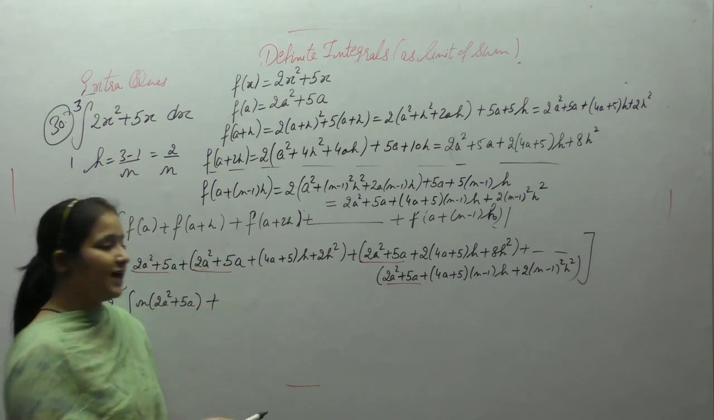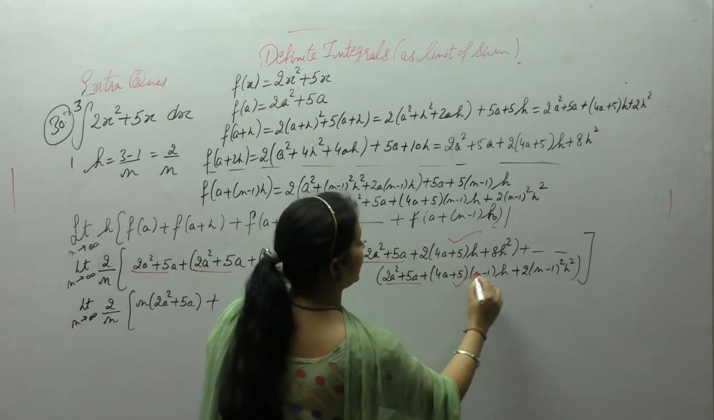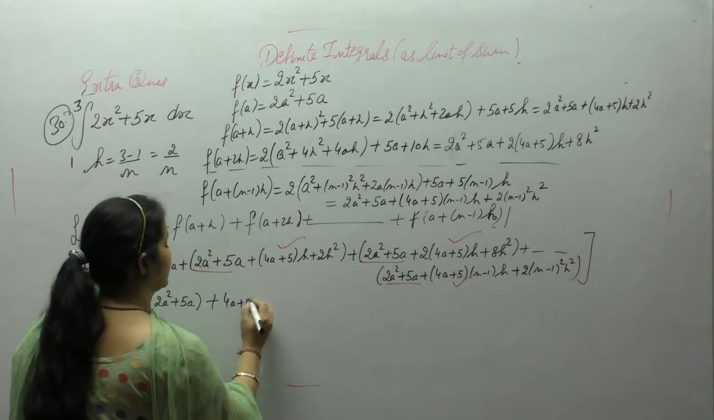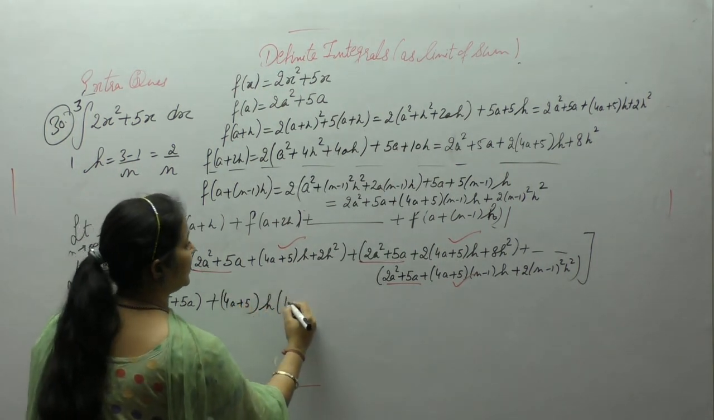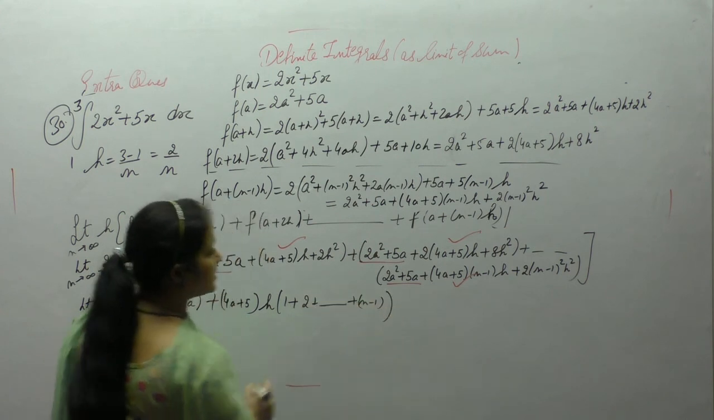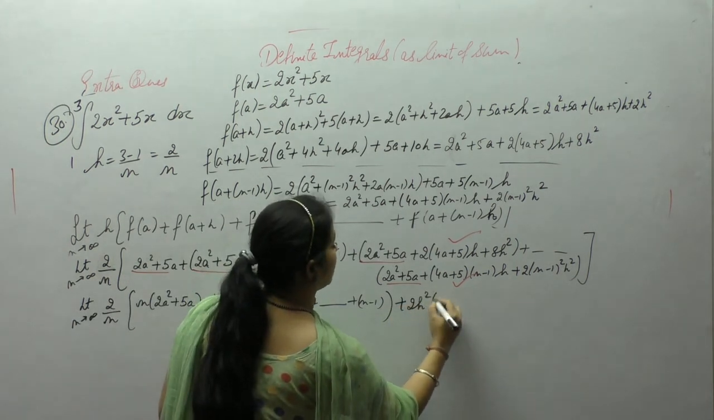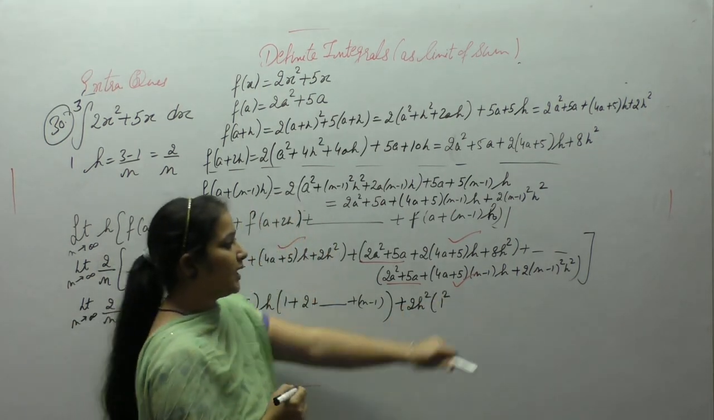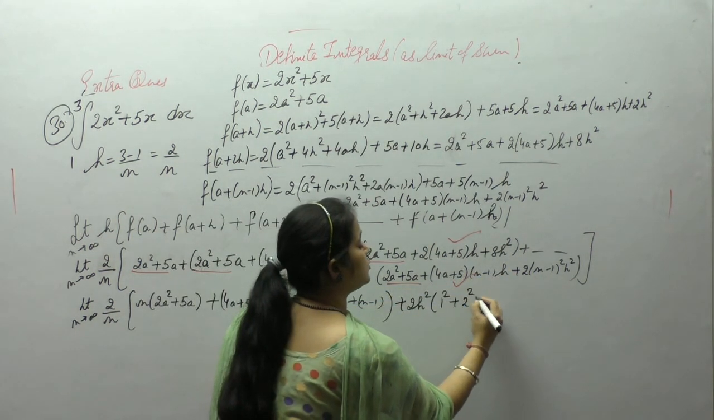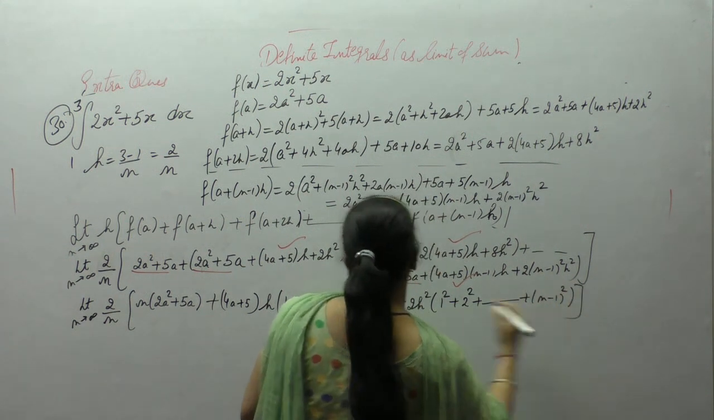Now terms of h: (4a plus 5) into h, 2 times (4a plus 5) into h. So take (4a plus 5) into h common. Here we are left with 1, 2 and so on up to n minus 1. Now terms of h square: take 2h square common. Here we are left with 1, 2 into 4, 8, so we can write 4 as 2 square, and so on up to (n minus 1) square.